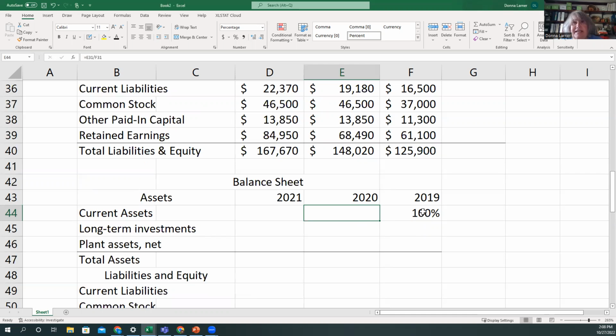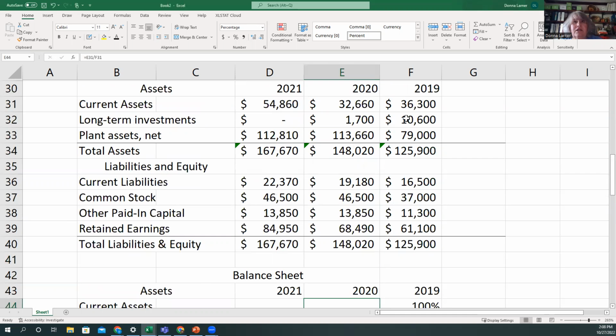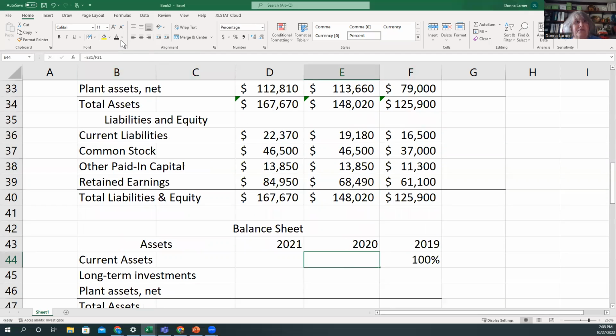So let's go up and look at the data. Current assets went from 36 to 32. They actually dropped. So 32 is only maybe 80%, maybe 90%. I'm doing the math in my head of the base year, 2019. So I'm going to take the new year that I want to calculate divided by the base year. So 32 divided by 36 and put it here as a percentage. And that's 90% exactly.